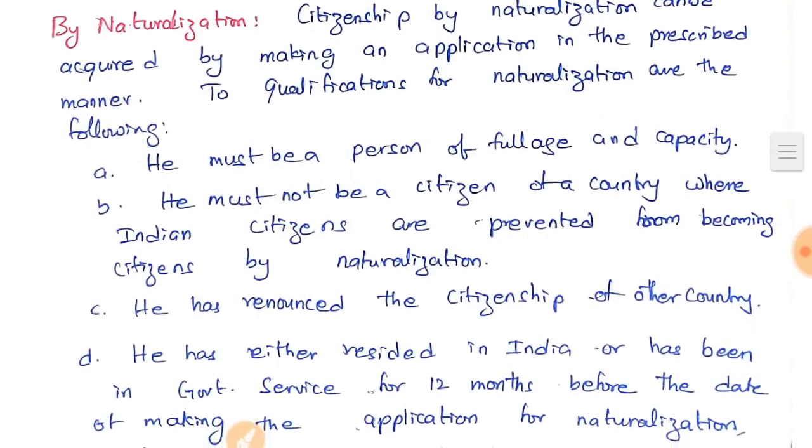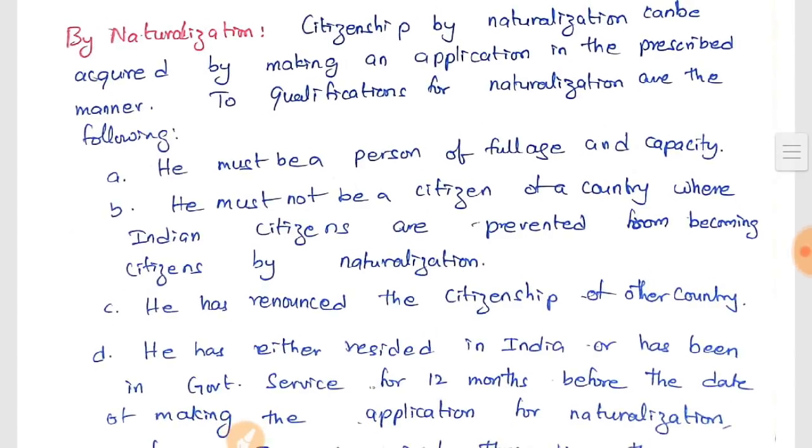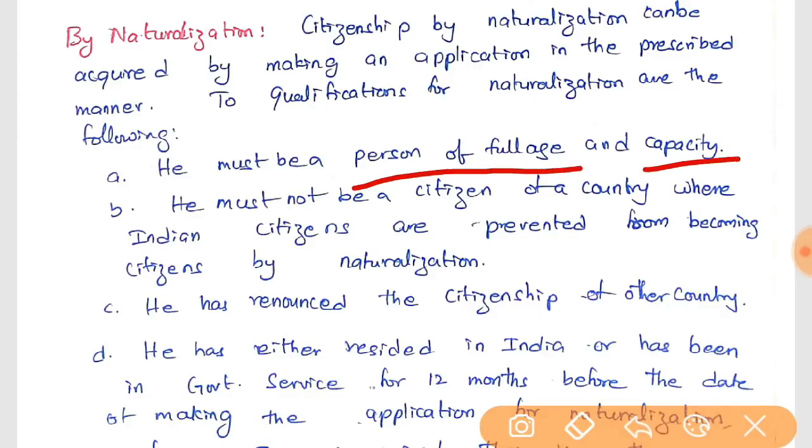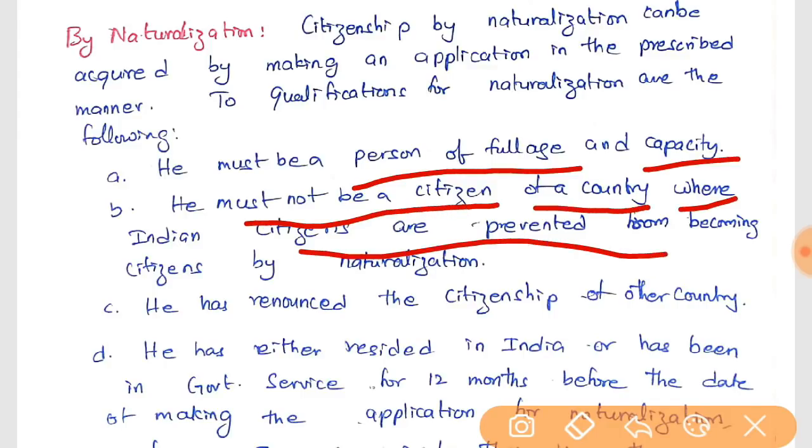By naturalization. What do you mean by a naturalized citizen? Naturalization can be acquired by making an application in the prescribed manner. The qualifications for naturalization are as follows, friends. He must be a person of full age and capacity. He must not be a citizen of a country where Indian citizens are prevented from becoming citizens by naturalization.